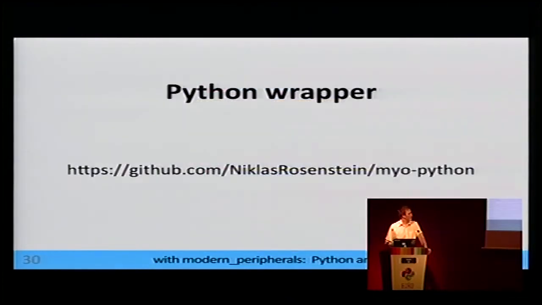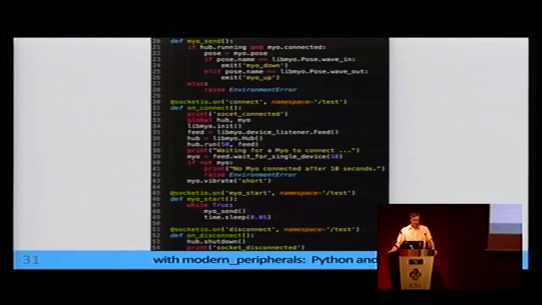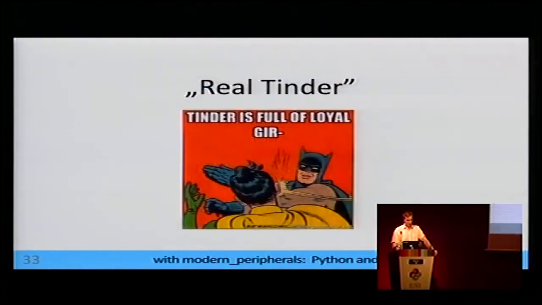Here is the Python code, which is fairly similar to the EyeTribe code on the Python side. And as you can see, on the connection, I start the daemon, and I send the current gesture. If it was wave in, it should send a Myo down event, and when I make a wave out sign, it should send me a wave Myo up event, which should scroll my page to the top or bottom.